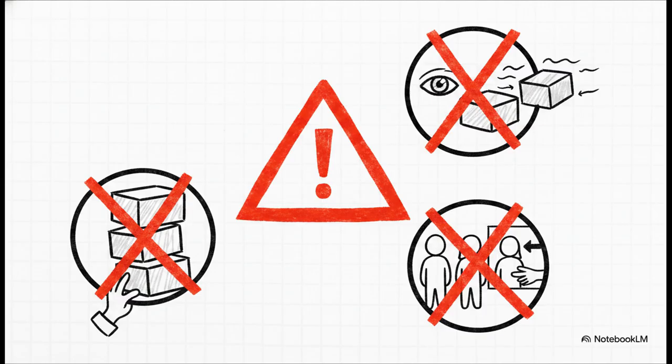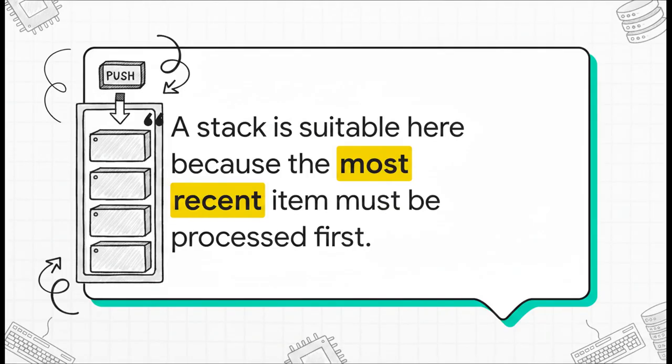You gotta mention both. And if you are sitting for the IBDP exams, here is an absolute golden sentence to keep in your back pocket. When you're asked to justify choosing a stack for a specific problem, just write, "A stack is suitable here because the most recent item must be processed first." That clear, concise phrasing shows the examiner you completely grasp the defining characteristic of a stack.